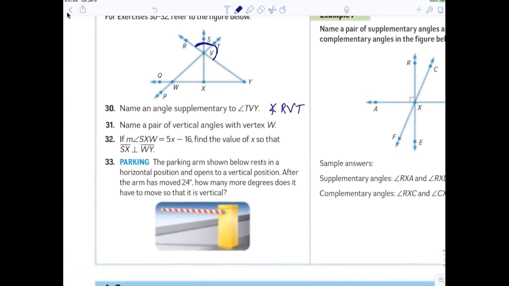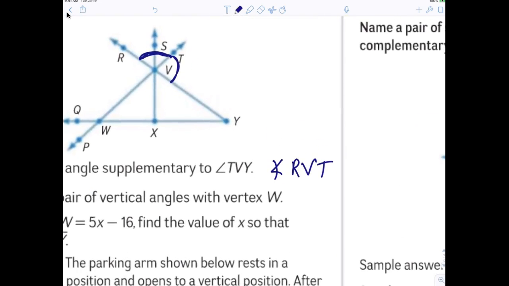All right, name a pair of vertical angles. Lots of vertical angles. So here we go. Let's just look at the figure, and you decide if you know vertical angles. The easiest way to do a vertical angle is just make an X. As soon as you make an X, this is vertical with this. This right here is also vertical with this.